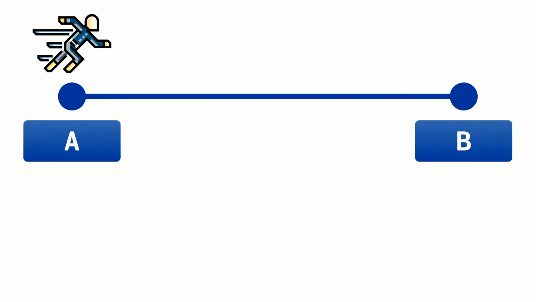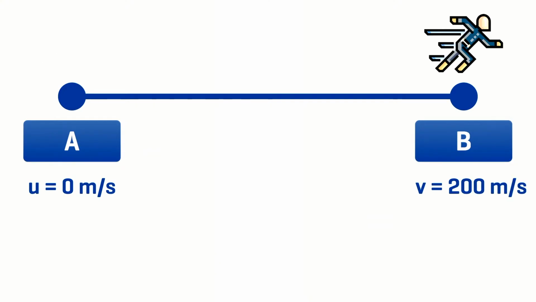We started out with Quicksilver at point A, and in this instance, at the start, he is at rest. His initial velocity is 0 meters per second. For the initial velocity, I'm using the symbol u, which is a symbol often used in physics for the initial velocity of something. He makes his way to point B, and his final velocity is 200 meters per second. In this case, I'm using the symbol v for the final velocity. And the time to go between A and B is 2 seconds.